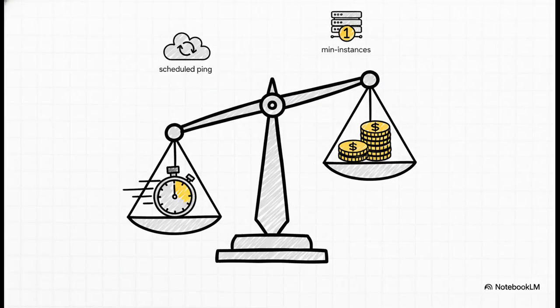So the crucial point here is that there's no single best answer. It all depends. Do you need the absolute lowest latency and you're willing to pay a little for it? Min instances is your best friend. Are you on a super tight budget and a simple workaround is good enough? The scheduled ping is a great little hack. You know, engineering is really all about making these kinds of informed trade-offs.